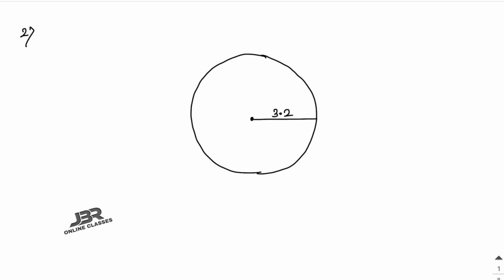Now the next problem, number 2. Draw a circle with radius 3.2 centimeter. Similar kind of problem. First you have to measure 3.2 centimeter. Suppose this one here 3.2 centimeter. Okay. Then draw a chord AB of the circle such that AB equal to 5 centimeter. So first you have to draw a 5 centimeter here.